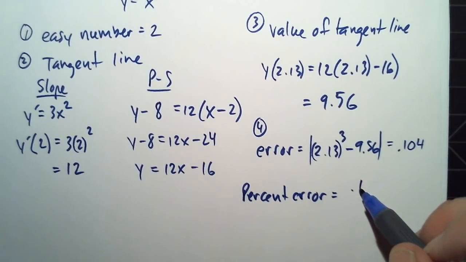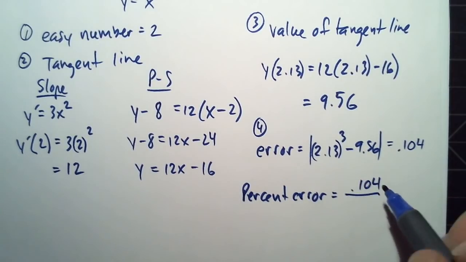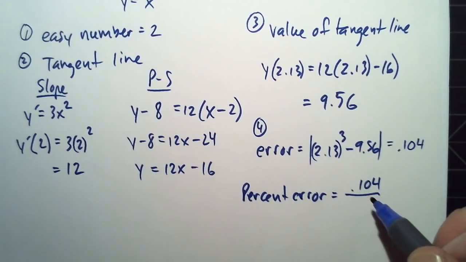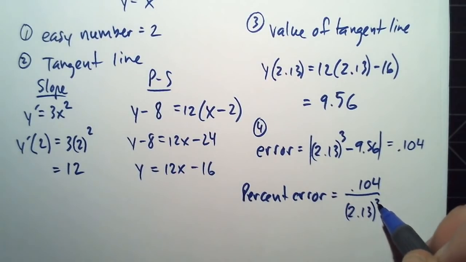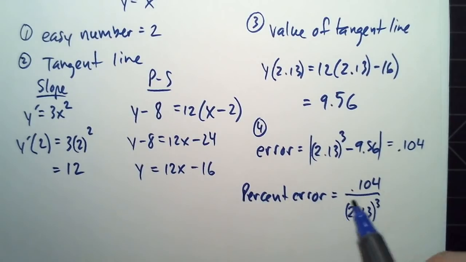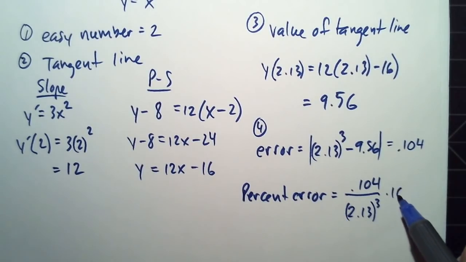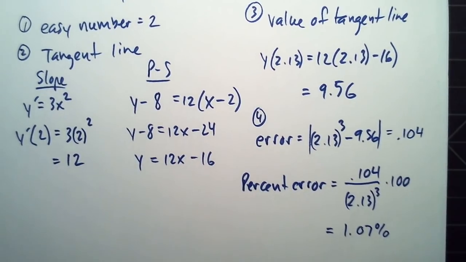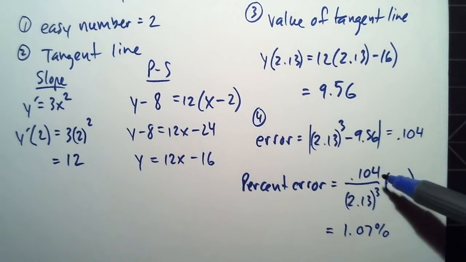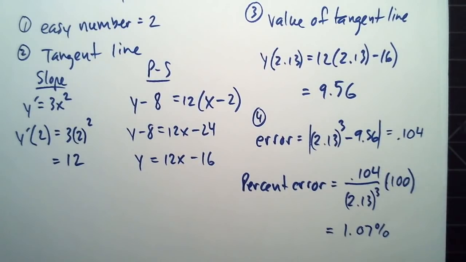And then the percent error is 0.104, the error, divided by the actual value. And if we wanted to leave that as an equal sign, we can just multiply by 100, and that'll change it into a percent. So here we get 1.07% error. And if we don't multiply by 100 and we don't want the percent error, then this would be called the relative error.